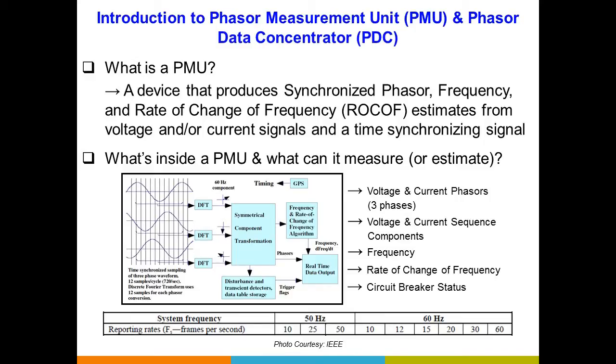Now, what is the benefit of this? If we are getting the estimates of the states of the system, like voltage magnitudes and voltage angles, at this high frequency, then we can actually monitor the dynamics of the power system in a much better way. So that is one of the most important advantages of having synchrophasor technology and getting the measurements from the PMUs at this fast rate.